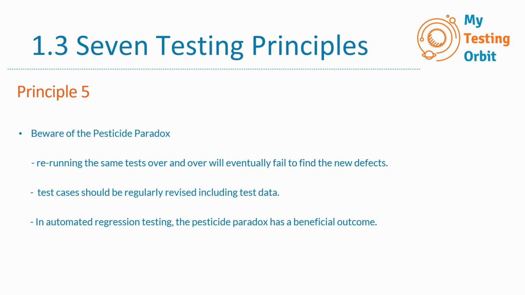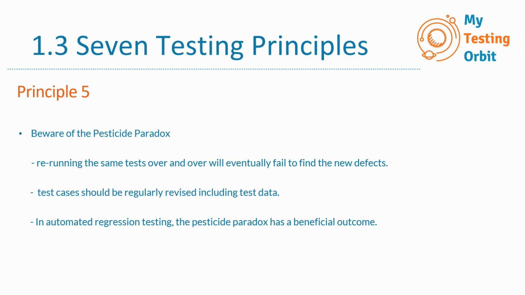Principle number 5, beware of the pesticide paradox. It says that rerunning the same test over and over will eventually fail to find new defects. Test cases should be regularly revised, including test data. In automated regression testing, the pesticide paradox has a beneficial outcome.